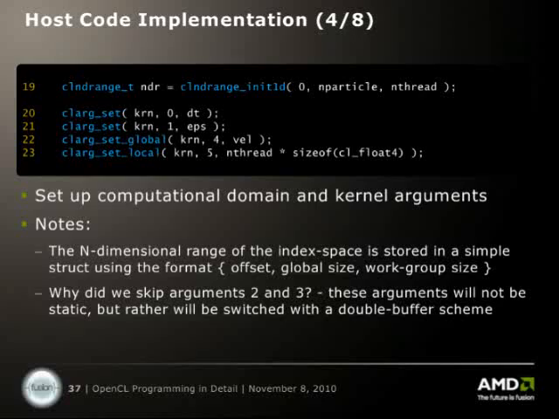One question that comes up is that you'll notice we've skipped arguments 2 and 3. Why haven't we set kernel arguments 2 and 3 in this case? That's because we're going to use, as I said, a double buffering scheme. So we can't statically set those kernel arguments. We're going to have to set them just before we execute each kernel call, because we're going to switch back and forth between two arrays. So that's why we haven't done that quite yet.